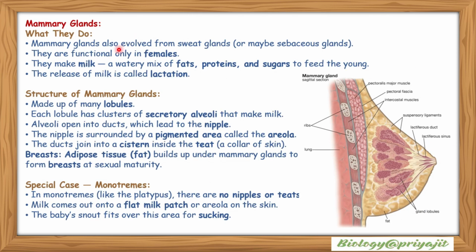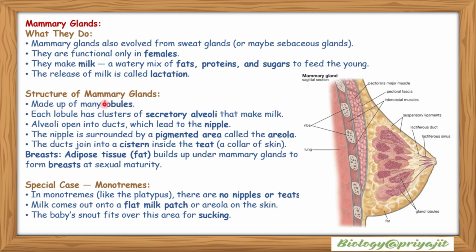Mammary glands, what they do? Mammary glands also evolved from sweat glands or maybe sebaceous glands. They are functional only in females. They make milk, a watery fluid, a mix of fats, proteins and sugars, to feed the young. The release of milk is called lactation.